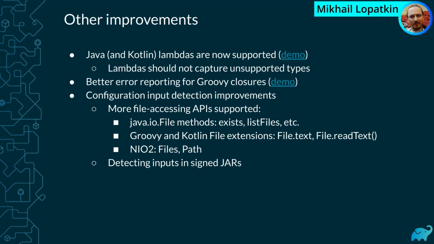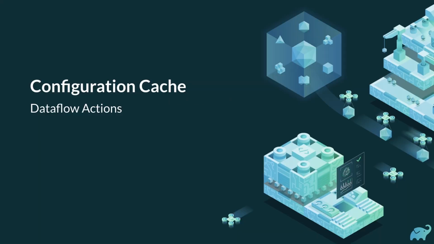Similarly, we also recognize reading the file contents with file.text in Groovy or the file readText extension functions in Kotlin, and also a bunch of new NIO methods in the Files and Path classes. We also added the input detection for the site jars. Previously, we were just skipping this.